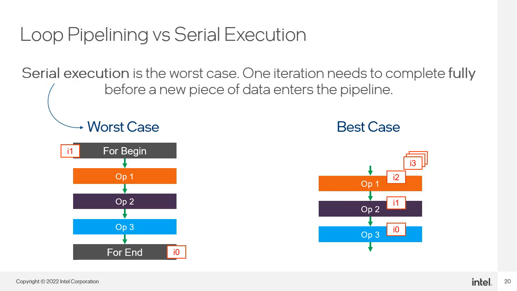Serial execution of operations is the worst case. One iteration needs to complete fully before a new piece of data enters the pipeline. In the diagram on the left, serial execution of the loop is conducted, whereby an iteration performs all 3 operations. It goes back and does it again for subsequent iterations.